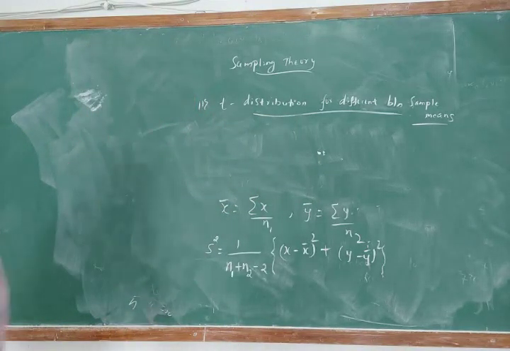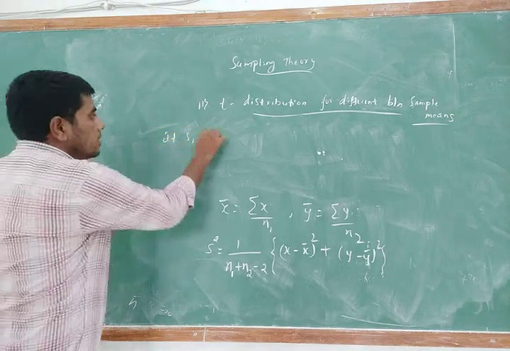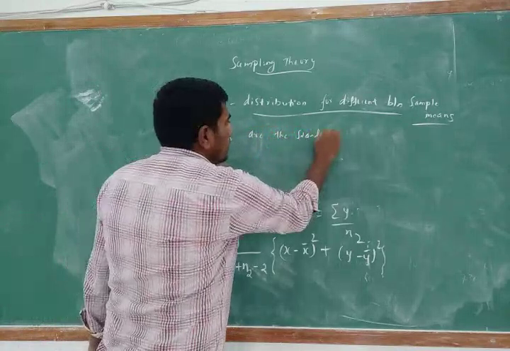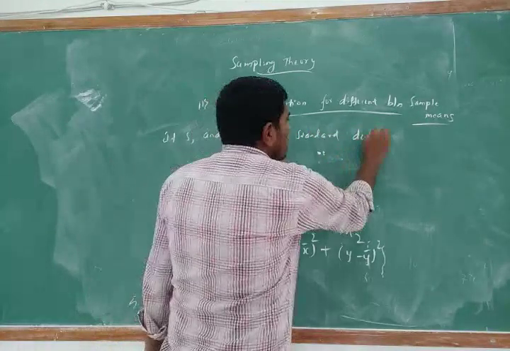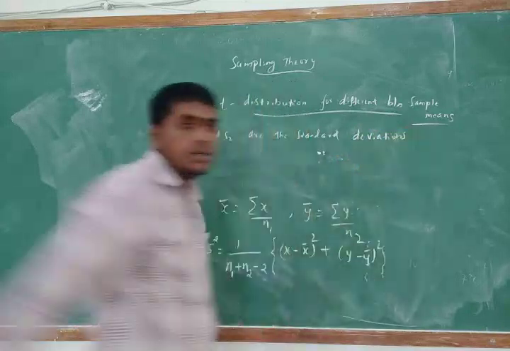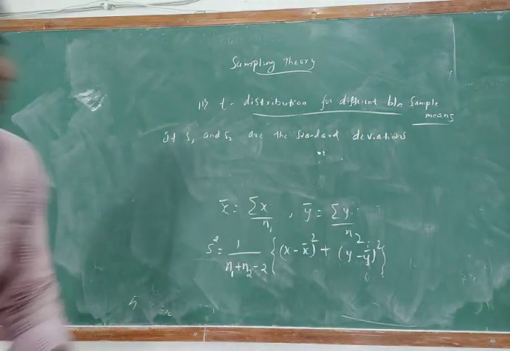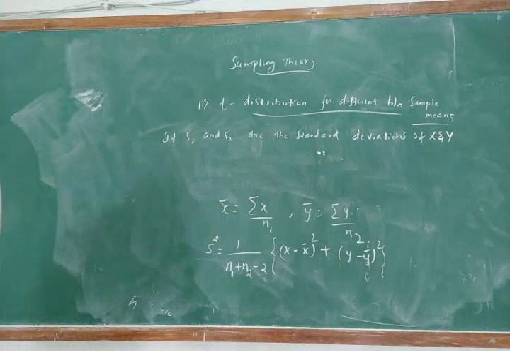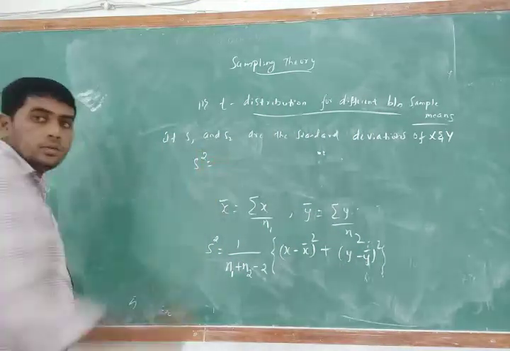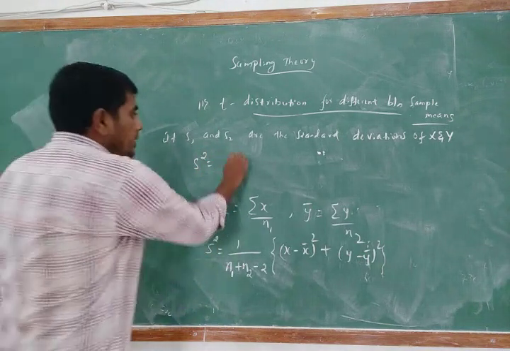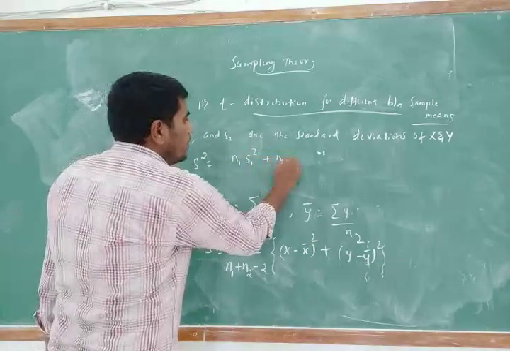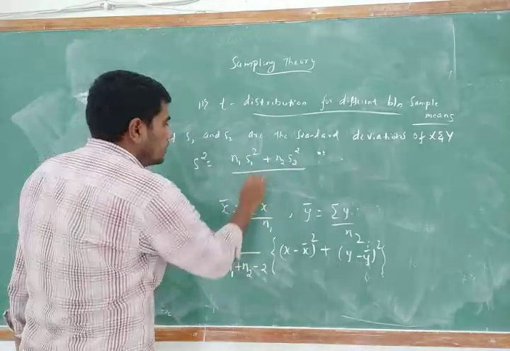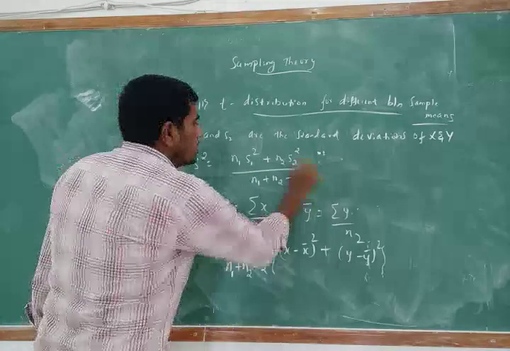This is for s square, because if s1 and s2 are the standard deviations of x and y respectively, then s square is equal to n1 s1 square plus n2 s2 square divided by n1 plus n2 minus 2.